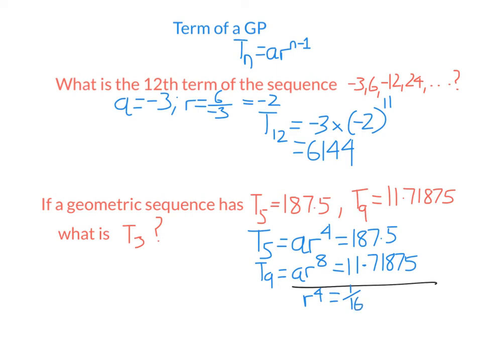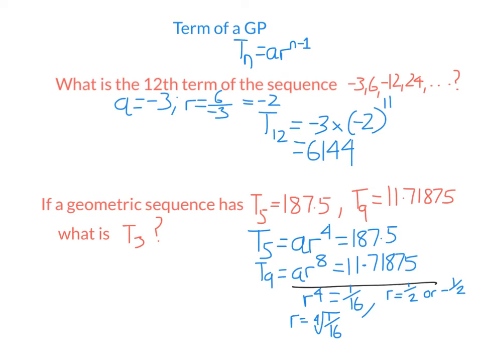So here I have r to the power of 4 is 1 over 16, so r will be the 4th root of 1 over 16. Now here, unlike when we were doing exponential modeling and we knew amounts would be positive, we have to account that there's a positive and negative solution here. Whenever you're taking the even root of a number, there's a positive and a negative solution. In this case, r could actually be the 4th root of 1 over 16, which is a half, or it could be negative a half. So we don't actually know.